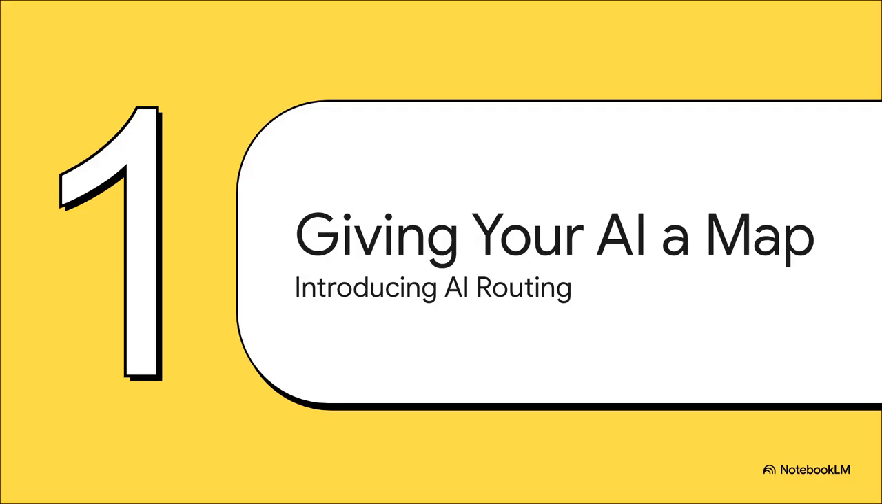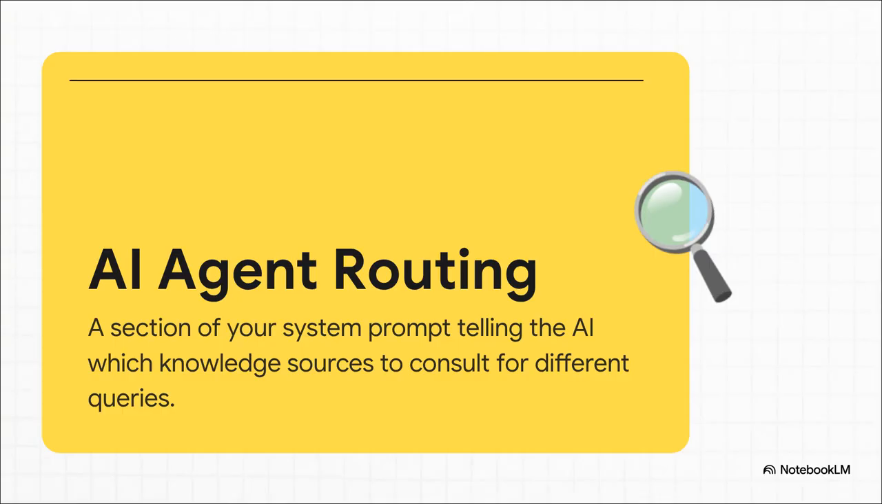So if our AI is lost, what's the solution? Well, it's pretty simple, right? We give it a map. And that is exactly what AI agent routing is. It's a set of crystal clear instructions that turns your AI from a confused tourist into an expert navigator of its own knowledge.